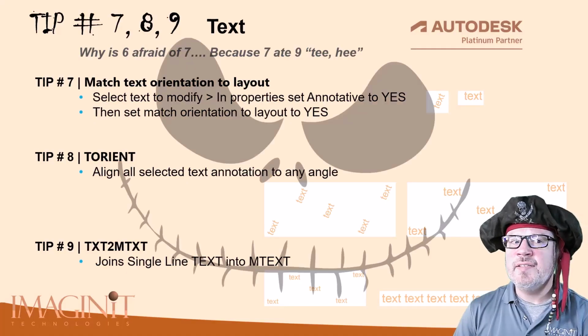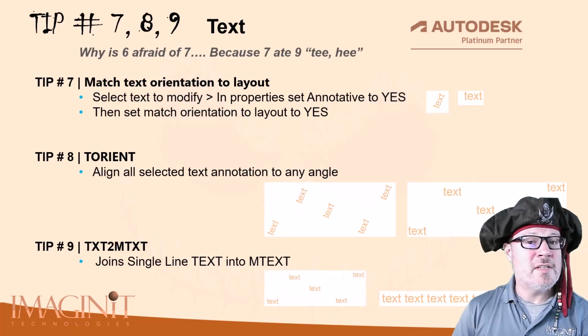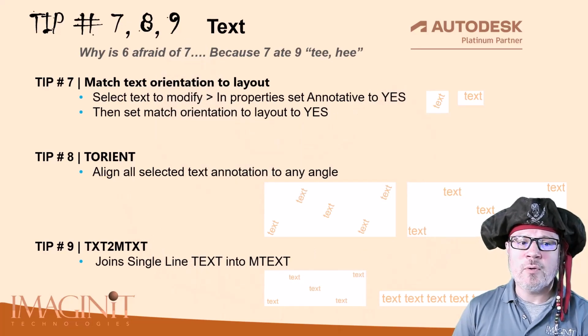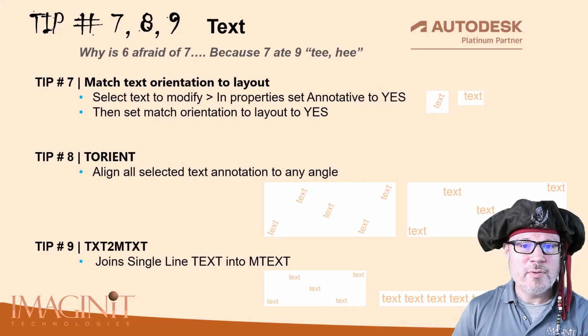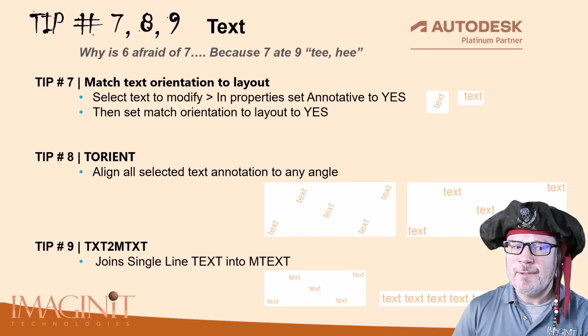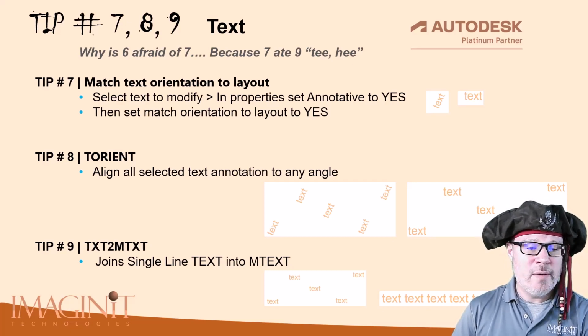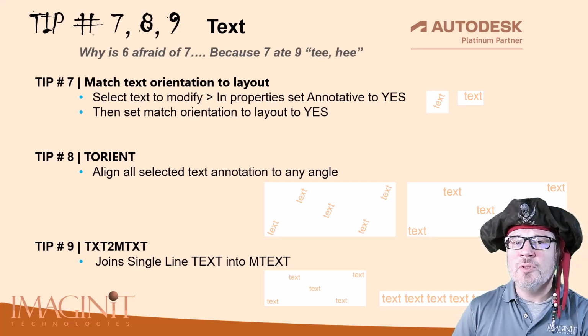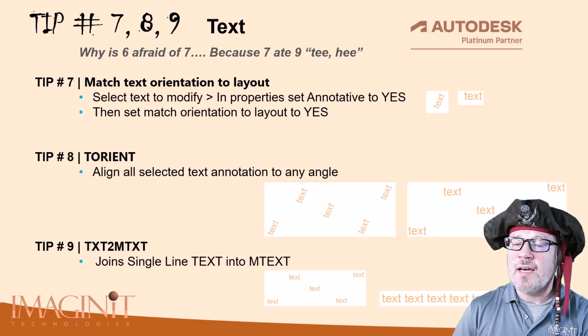A few text tips: matching text orientation to your layout. Select a group of text and make sure that it's all set to annotative. Then you can set the orientation to the layout so that the text is oriented to whatever layout you have set, regardless of the angle and rotation of the viewport. Next, TORIENT allows you to align text and annotation to any angle all at the same time. Lastly, TXT2MTXT, or text to MText, allows you to join multiple single-line text elements into a single multi-line text without having to retype everything over again.